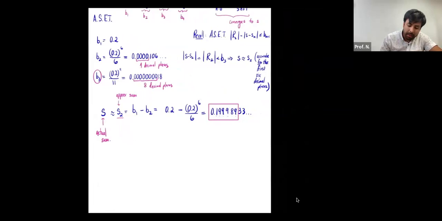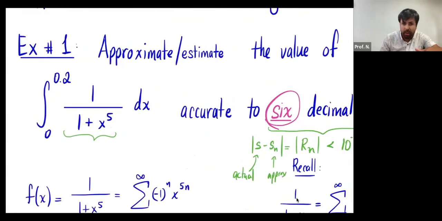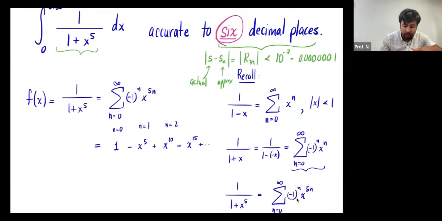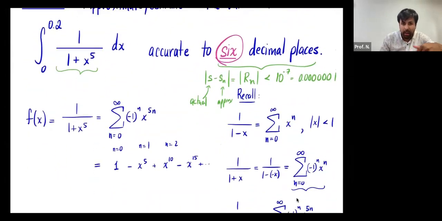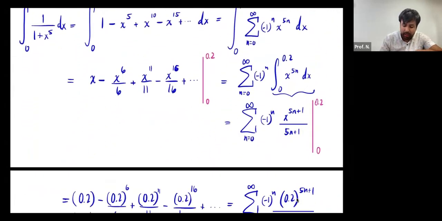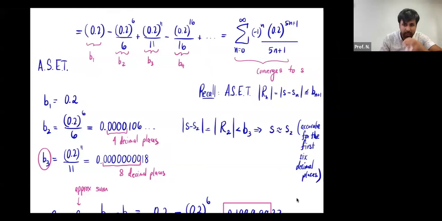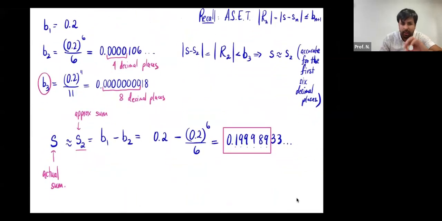So now I'm able to compute the value of this integral by approximating it: applying the power series of the function, integrating it, and using the alternating series estimation theorem to bound the remainder, so that now I can achieve precisely the precision I'm expected to have, which is the first 6 decimal places being accurate. And that's how we compute it.